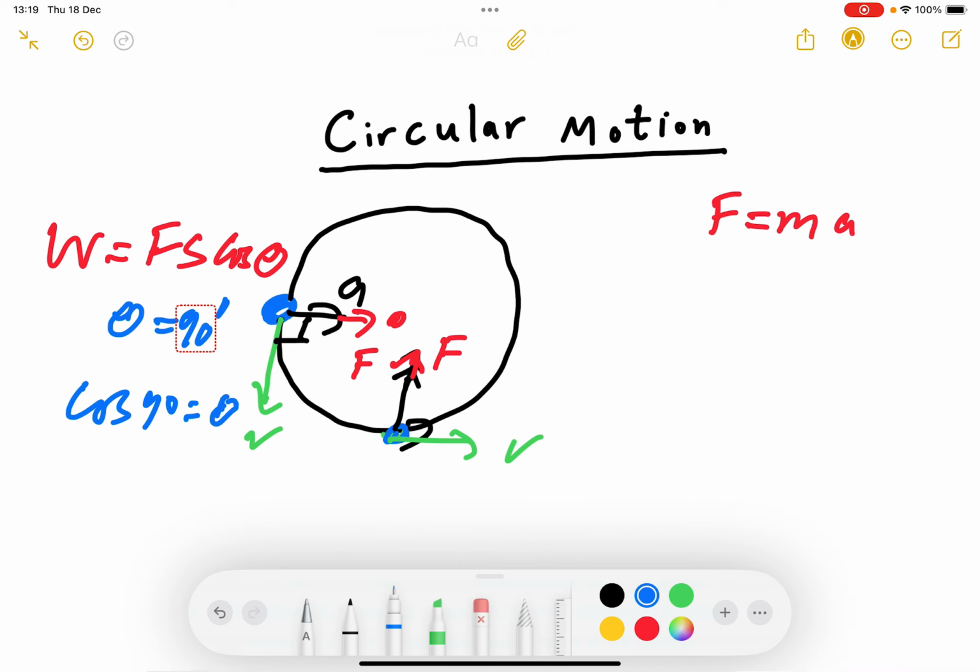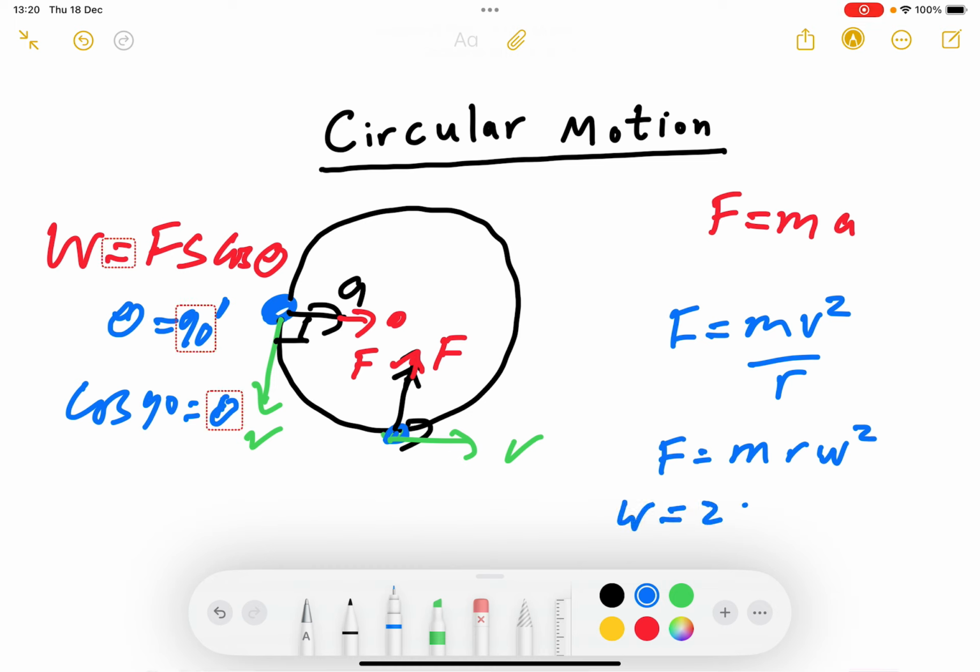Relatively easy to say what the magnitude of the force is. We've got two equations. F equals mv squared over r, where m is the mass of the object and v is the velocity. But similarly, we've got F equals m r omega squared, where omega is the angular velocity, which is 2 pi f, which is the same as 2 pi divided by T. And that's a huge chunk of circular motion already. It's not a huge topic, and I think I've covered the orbit stuff separately.